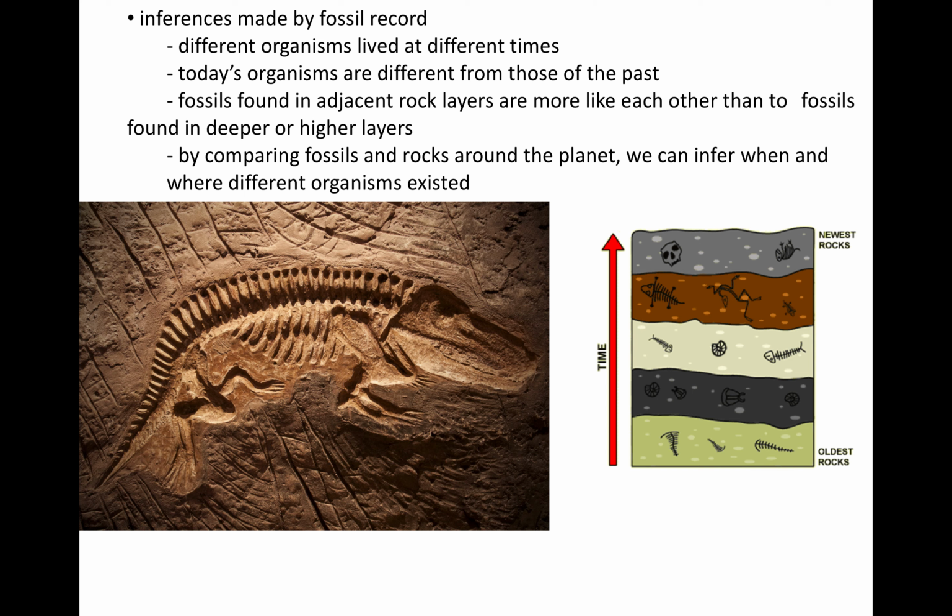What do fossil records tell us? Well, they tell us that different organisms lived at different times. They show us that some things from the past don't exist today. They show us that things that exist today didn't even exist in the past sometimes. So organisms found in layers that are adjacent to each other, for example, if you're next to another fossil in that rock, you are relatively the same age.